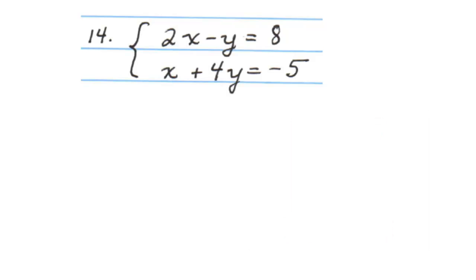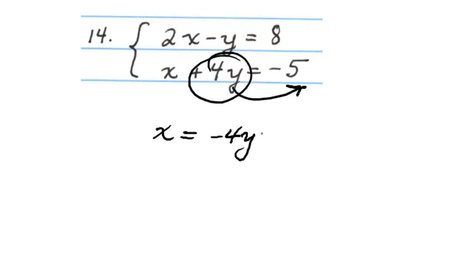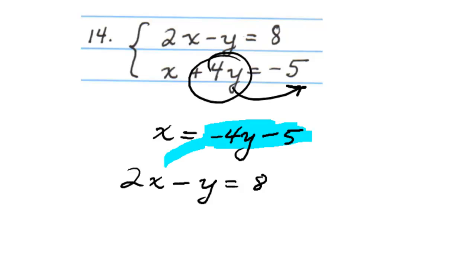Alright, we're back, and my plan is to solve the second equation for x, because all that entails is moving this to the other side. So I'm going to say negative 4y minus 5 equals x. And this is going to go into the second equation. Where's it going to go? This right here is going in there.